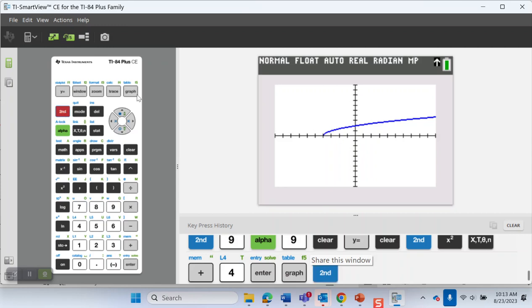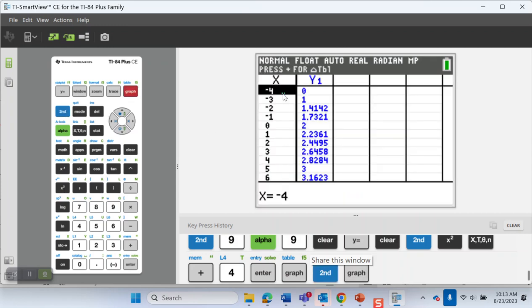And then I can go look at the table. What happens when x is less than -4, like -5? Oh, this is going to show you the error, right? So what does the error mean? That means there's no real value for the y. Okay, so when x equals -5, there's no real value for the y.